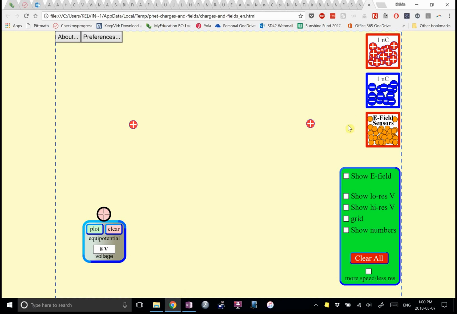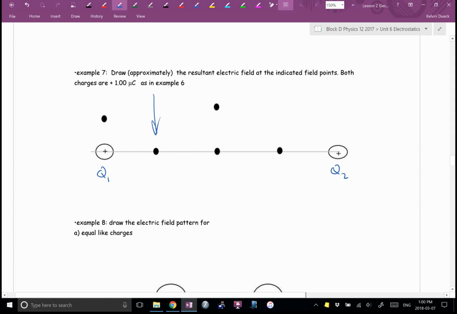Let's go check my sim. Are you telling me that halfway in between, I should end up with pretty much no electric field? Right about there? Cool. What about right here? Well, Q1 is going to be offering an electric field to the right. Q2 is going to be pushing to the left, but since it's further away, its electric field is not going to be as strong. What will my net electric field be when I add those together, pointing which direction, Kyle?